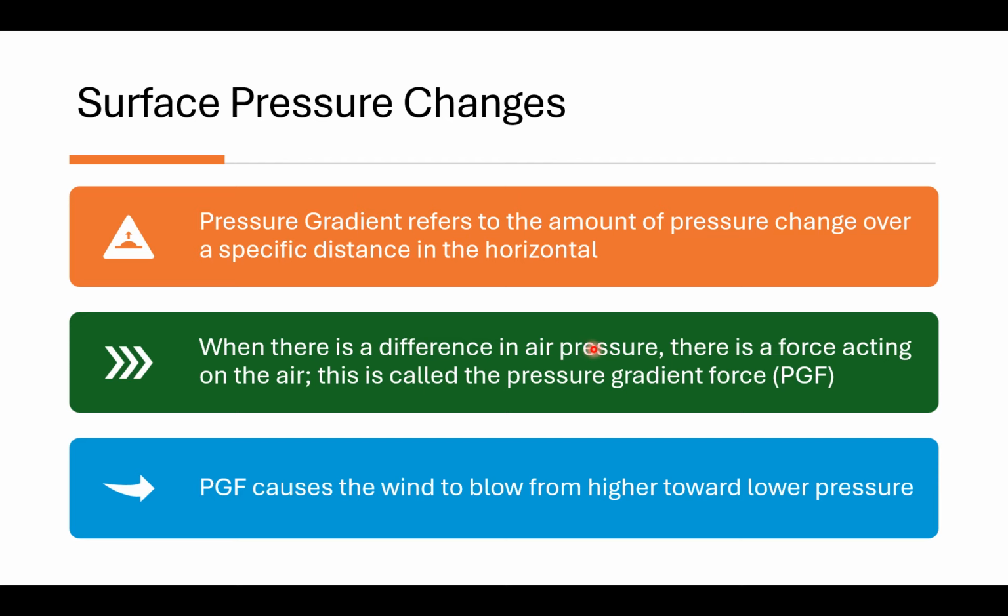Now, when there is a difference in air pressure, there's going to be a force acting on the air, and this is called the pressure gradient force. Like I said, we're using the road trip from Washington to Indianapolis as an example. Your barometric pressure most likely will not be the same when you reach Indianapolis, your destination, as it was when you left Washington, D.C. It's going to be different, and that's going to result in this pressure gradient force developing. This pressure gradient force, the initial PGF, causes the wind to blow from higher toward lower pressure.